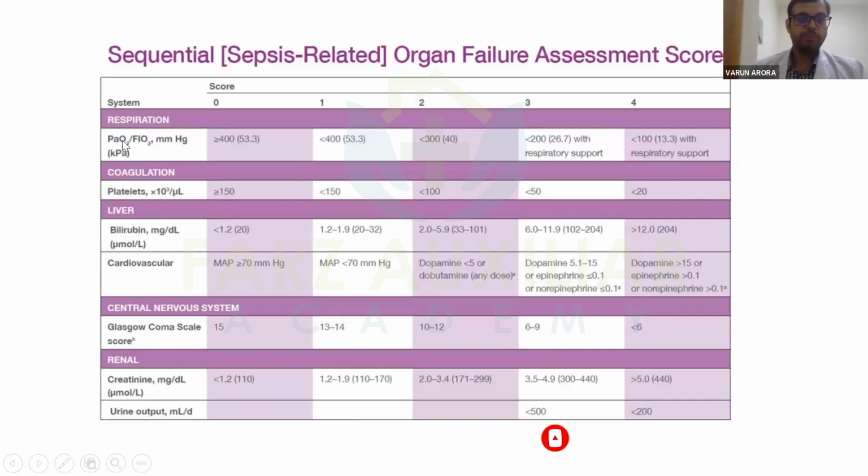Now in respiration, we see the P/F ratio. In coagulation, we see the platelet count. To assess the liver, we see bilirubin. To assess the cardiovascular component, we see how much amount of vasopressor, dopamine or epinephrine or norepinephrine is required. To assess the central nervous system, we input the value of GCS. To evaluate the renal system, we measure creatinine and enter the urine output. So as you can see, with the worst variables, the score of each system becomes 4 and the total score can approach 24 if there is multi-organ dysfunction.